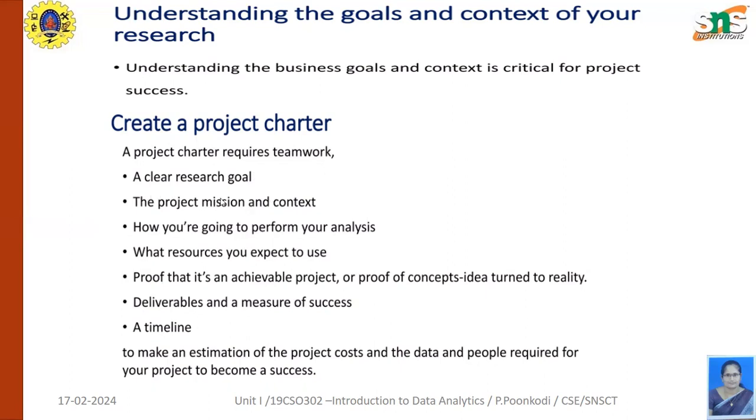First, we have to write a clear research goal. Then we have to write a project mission and context. Next, we have to write how you are going to perform your analysis and what resources you expect to use, proof that it's an achievable project, or proof of concept turned into reality. Then the deliverables: how you are going to deliver and measure the success of your analysis, and the timelines. This will give an estimation of the project cost, and the data and the people required to complete this project successfully.